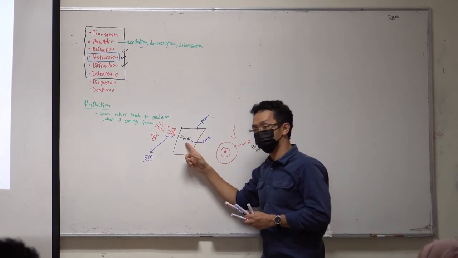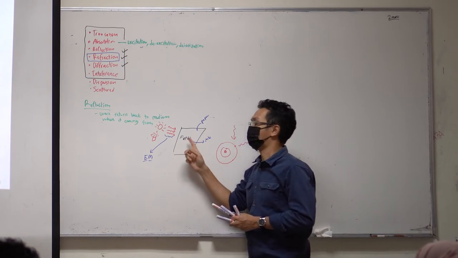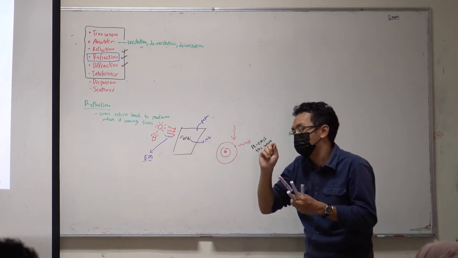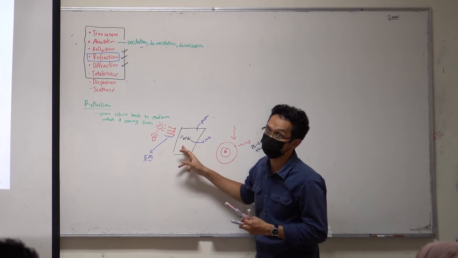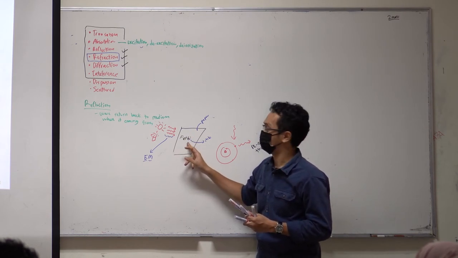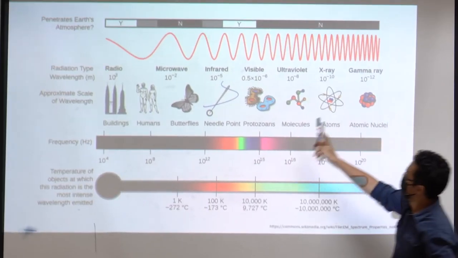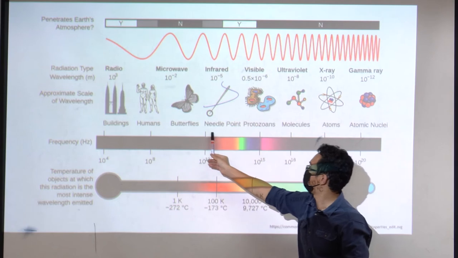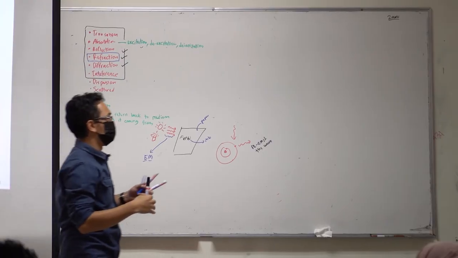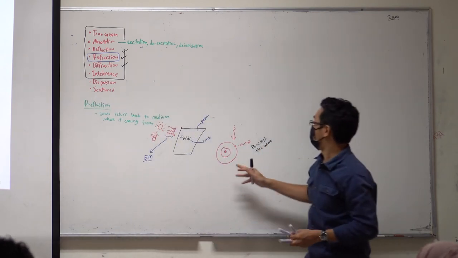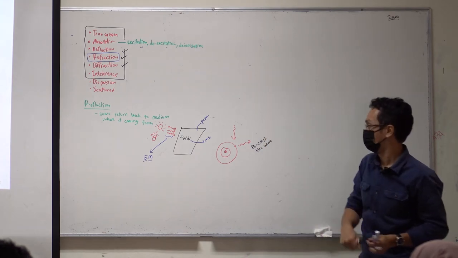But for black, it's different. For black, the molecules in the black ink will re-emit only a little but absorb a lot. That's why you see black. You see black because the pigment inside the ink absorbs all the wavelengths, all the frequencies of these colors, and re-emits only a little bit. You see black because it absorbs all the colors. So that's why you don't see color on the ink.